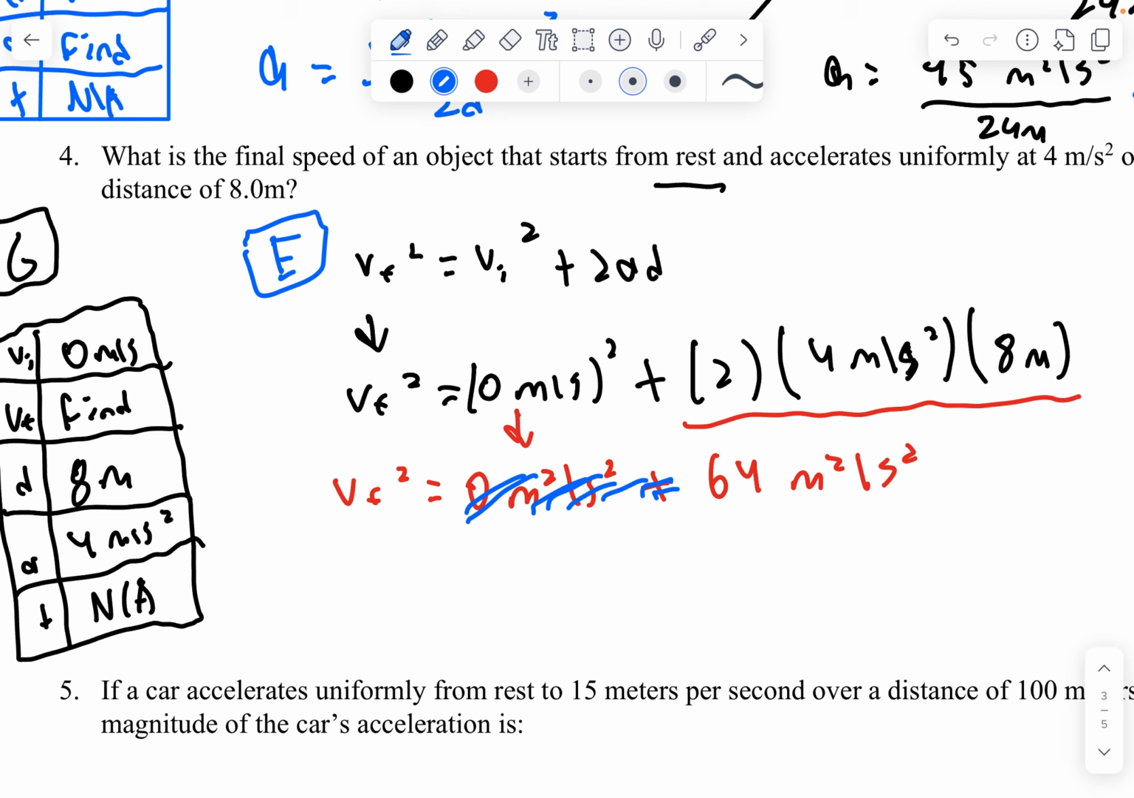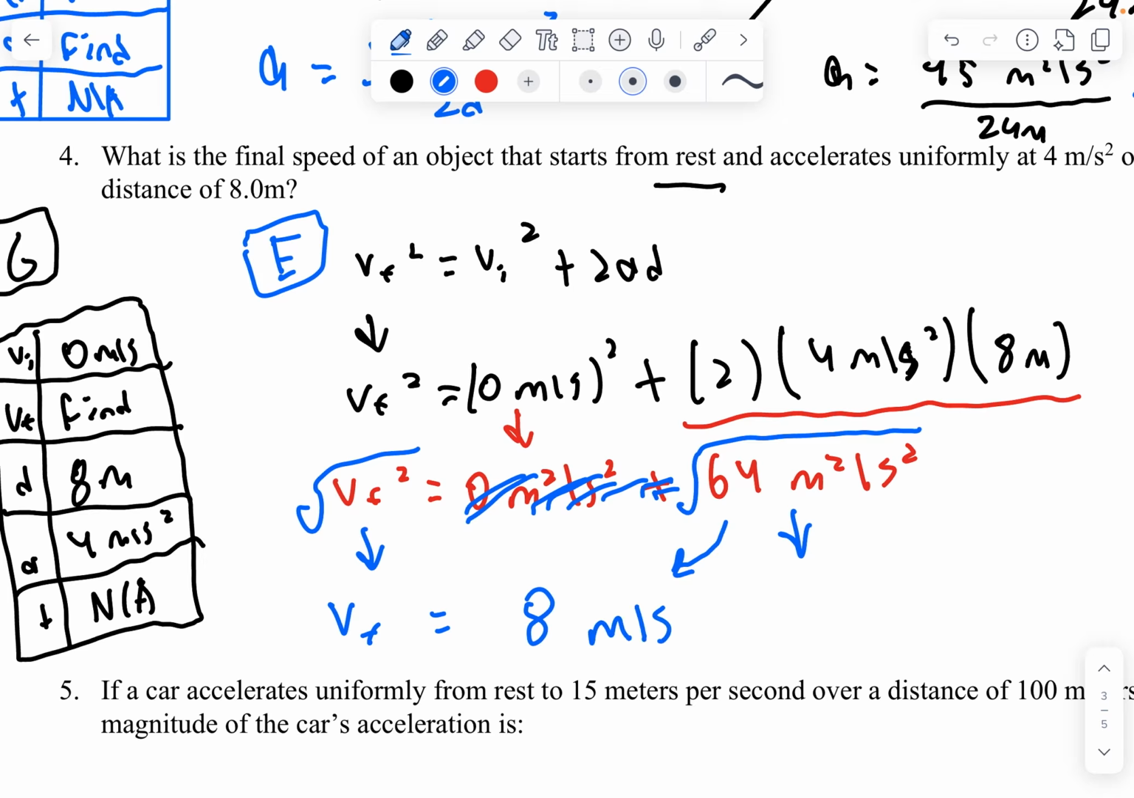And then, how do we get to final velocity instead of final velocity squared? We can square root both sides. Just like when we square, we do the units, when we square root, we do the same. So the final velocity equals, well, what's the square root of 64? 8. And what's the square root of meters squared per second squared? That's meters per second. Good. Answer, 8 meters per second.